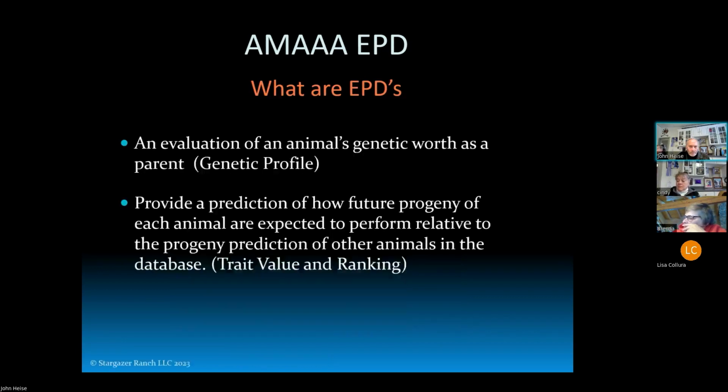EPDs are an evaluation of an animal's genetic worth as a parent. It's their genetic profile as to what they're going to produce. It provides a prediction of how their progeny are expected to perform relative to the progeny of the other animals that are in the EPD program. So they're all ranked, and trait values are based upon the average, and the trait value and ranking is established from the whole group.